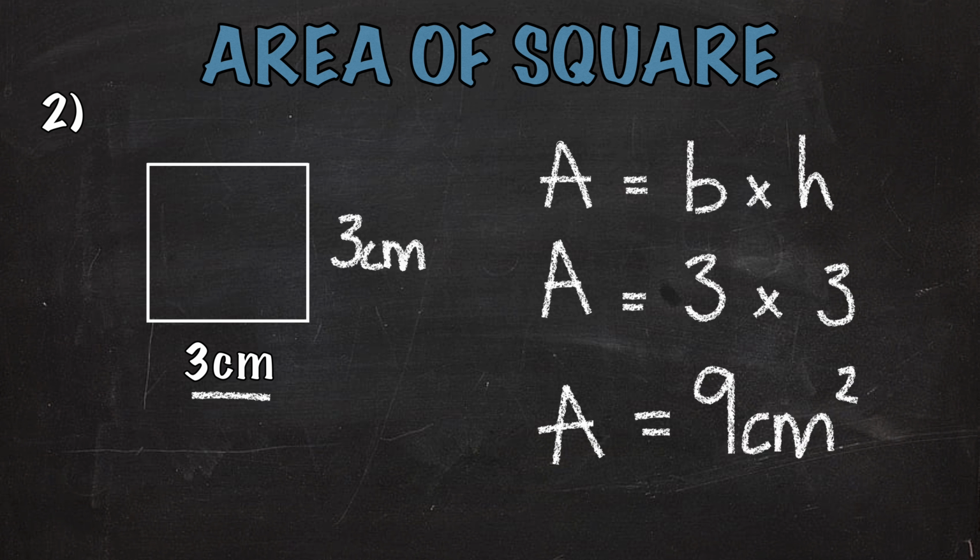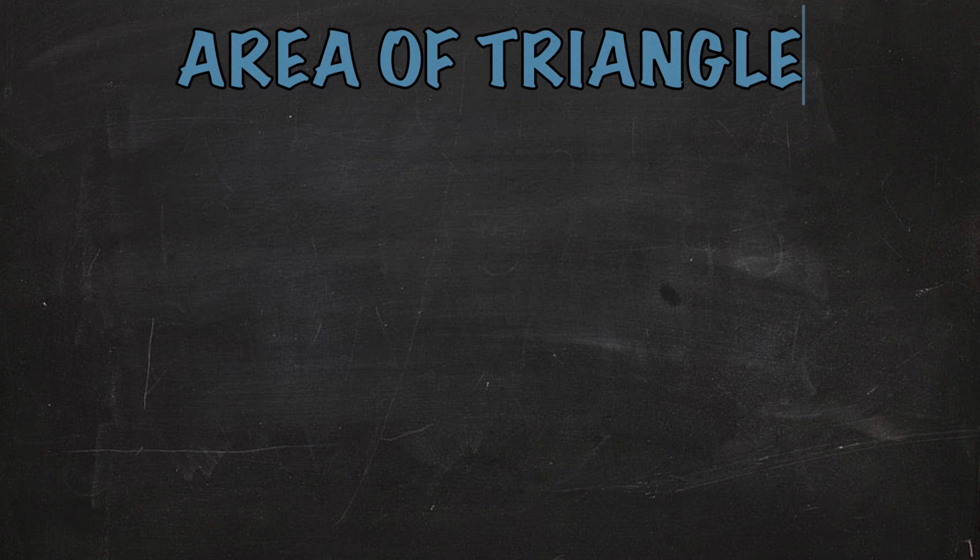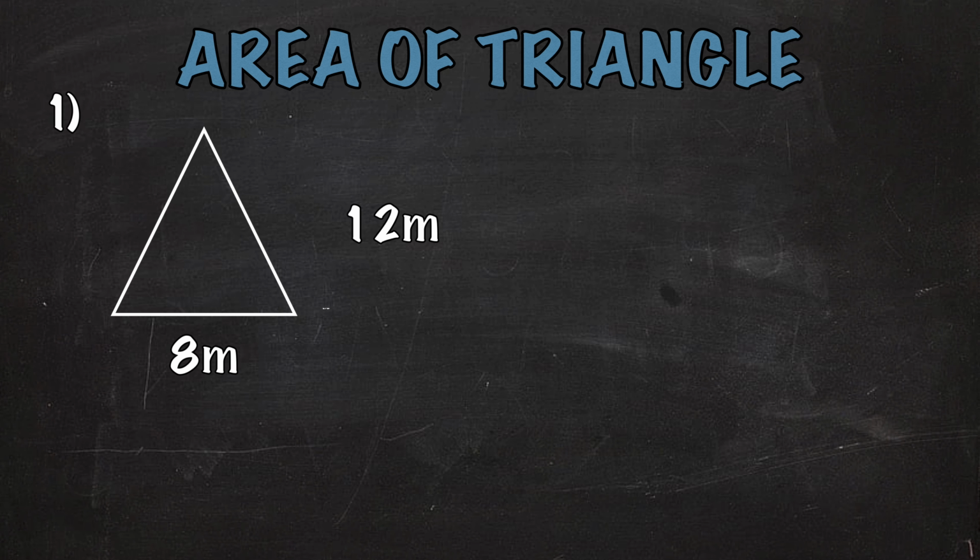Now that we've learned how to calculate the area of a rectangle and the area of a square, let's move on to looking at the area of a triangle. So question 1. We are given a triangle with a base of 8 meters and a height of 12 meters.